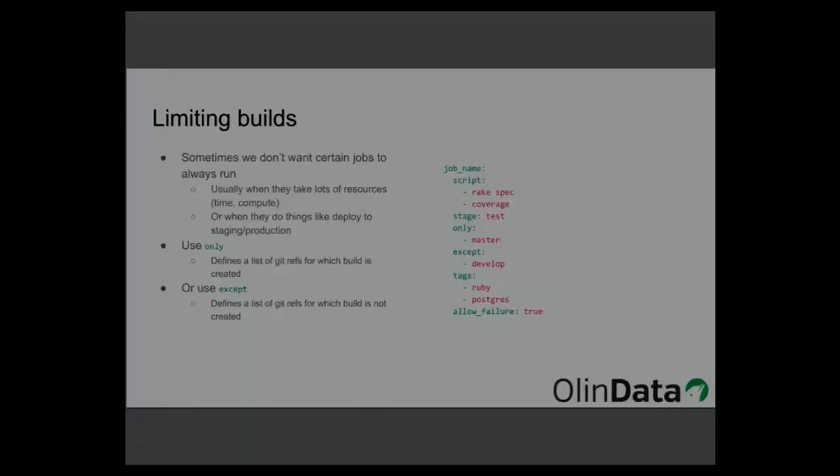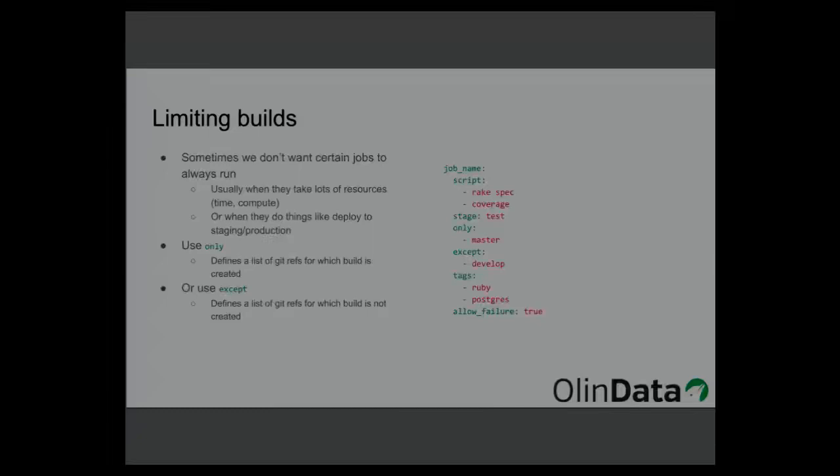For that, we have 2 options. We have only and we have except. And as you might expect, only defines a list of git refs for which the build is created, and except a list of git refs for which it's not created. So in this case, we will only run this for the master branch, except, yeah, you wouldn't actually use this combination together.